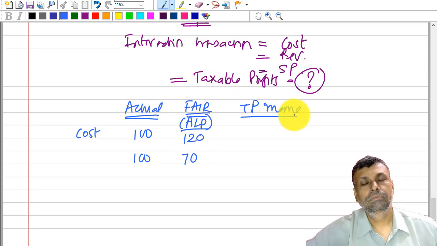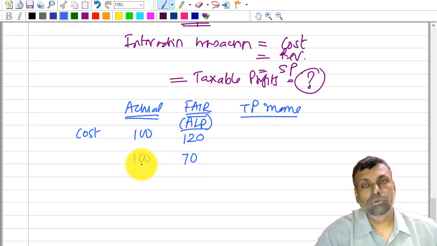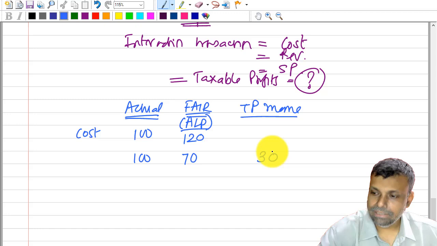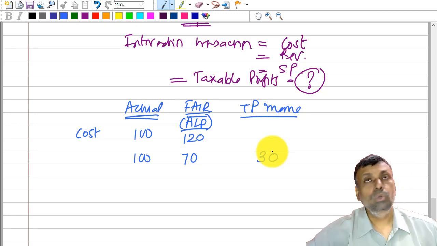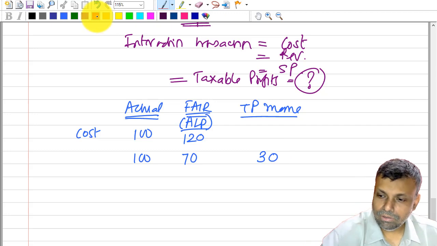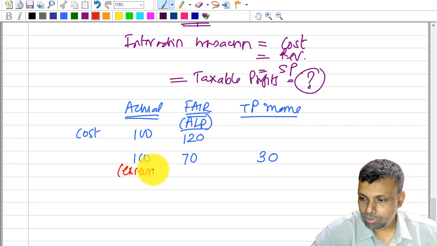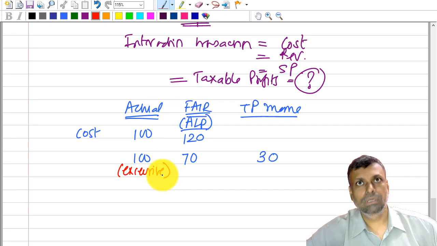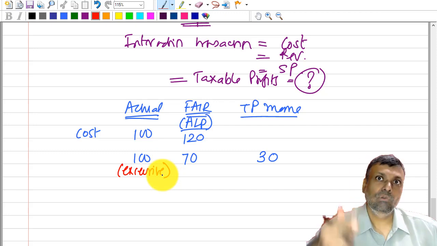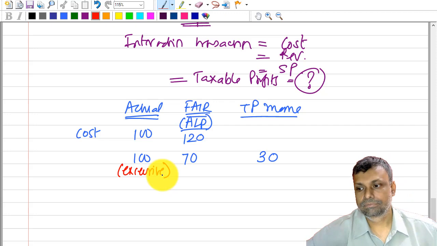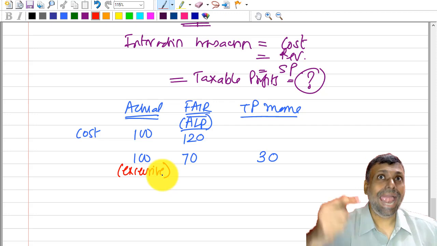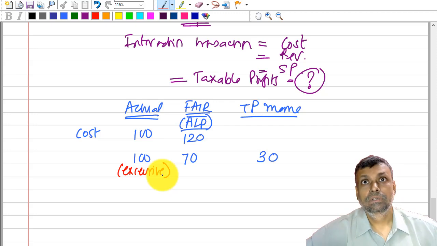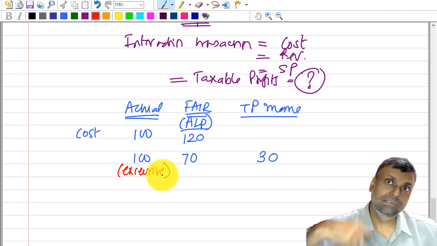Now transfer pricing income. Transfer pricing income is, supposing your fair cost is lower, that means the actual cost you are showing to the government is more, so there will be a transfer pricing income of 30. In other words, what you are showing to the government is an excessive figure. That means you are showing excessive cost to the government logically. So excessive cost means you are suppressing the profits. So ultimately your transfer pricing income will get added because of overvaluation of the cost that you have done.